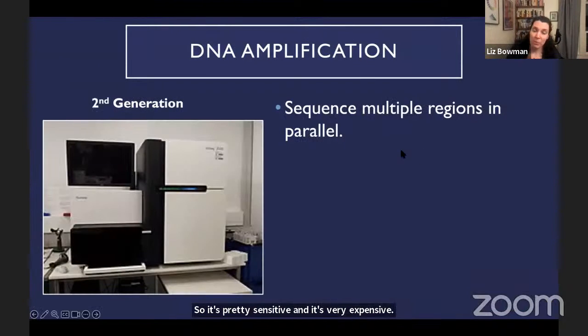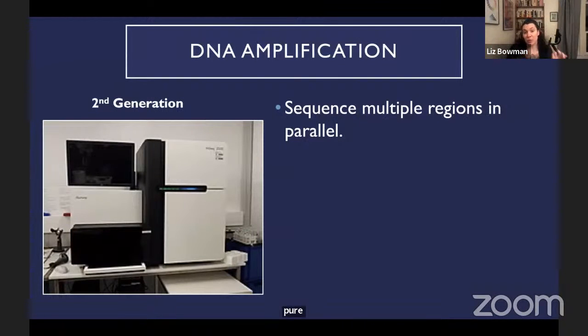Okay, so that brought us to the second generation, what was previously called next generation sequencing, which is now older technology. The aim of it was to make sequencing happen more quickly and also much cheaper. So with this, you were able to sequence multiple regions in parallel. What that means is, instead of having one pure culture on a plate that you extract and sequence, you're able to just take a soil sample and sequence it and get everything in it at the same time. So instead of running multiple sequencing runs, you just run it all together.